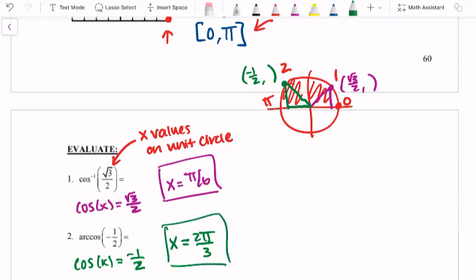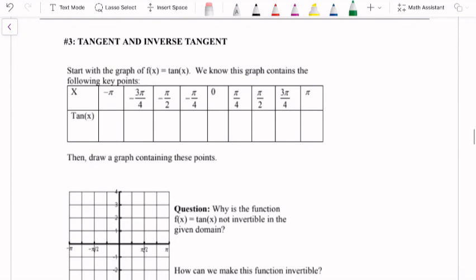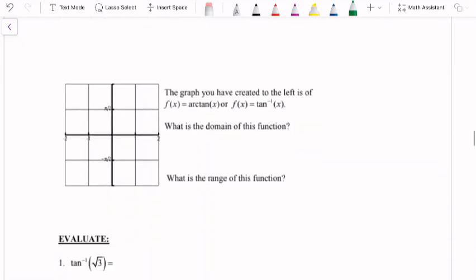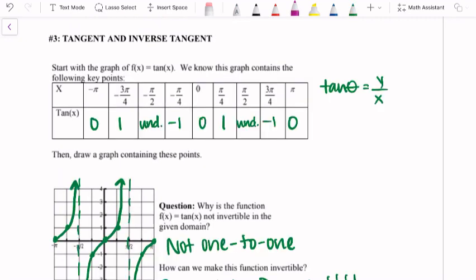Okay. So we've talked about sine. We've talked about cosine. The last one we're going to talk about is tangent and inverse tangent. So you know the drill. Go ahead, pause the video. I want you to fill out everything up until the evaluate, and then we'll check our answers before we go on. For tangent, here's the table that we should have gotten.